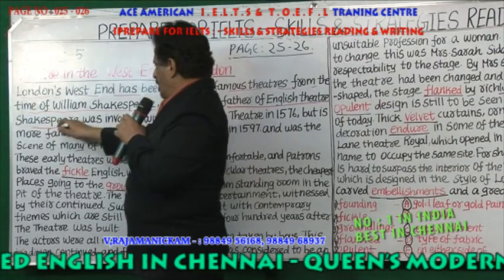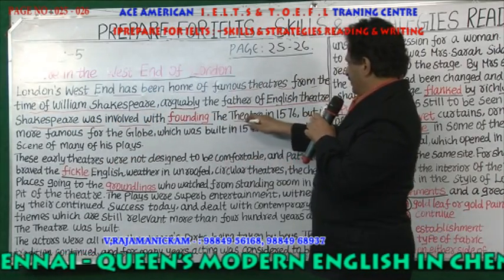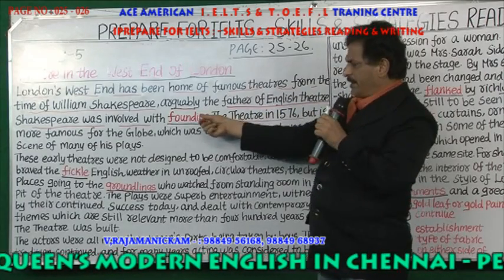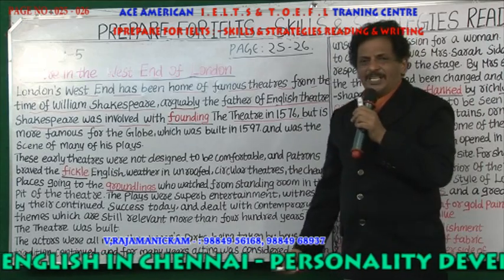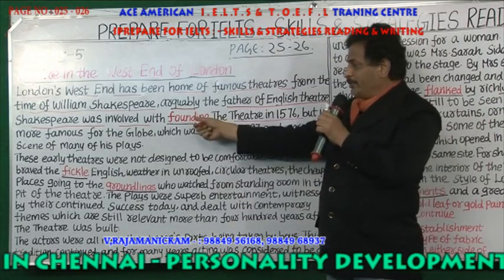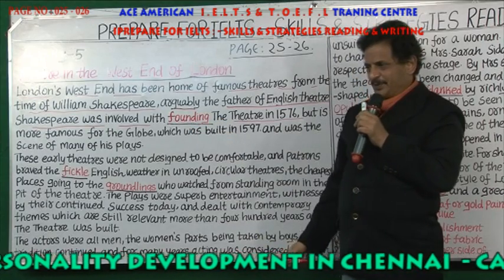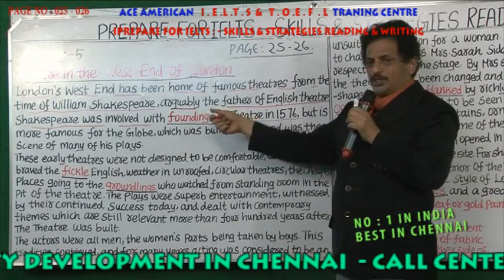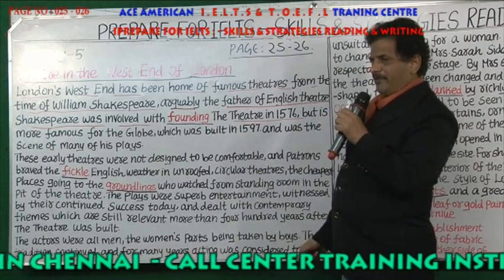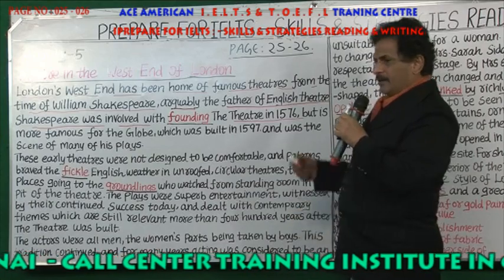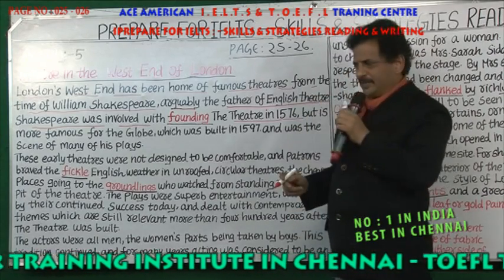Shakespeare was involved with the founding of the theatre in 1576. So he was the person who, what do you mean by the founding? It is established, founding. You should know the meaning of the word founding. It is put in darkened letters. So you should understand, and this word you should match with the correct word. What do you mean by founding? You have to match the correct word. A lot of words will be put in and you have to select the correct meaning of the word.